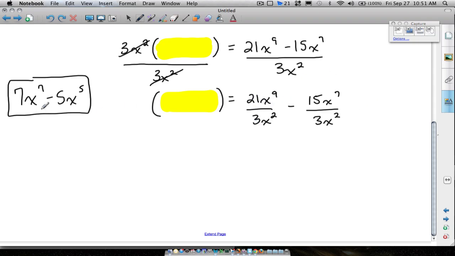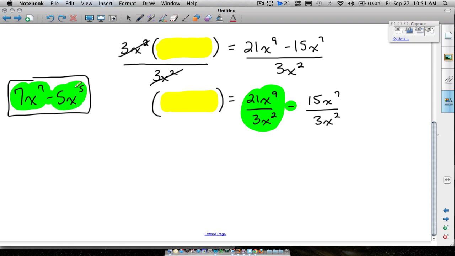21 divided by 3, there's our 7. Subtract your exponents, there's your x to the 7th. So this right here, by dividing and simplifying, you get the 7x to the 7th. And then there's your minus right there. And then 15 divided by 3 is 5. Subtract your exponents. There's the 5x to the 5th power.